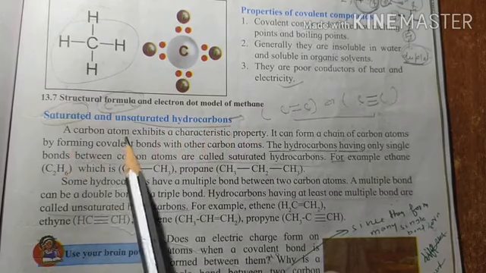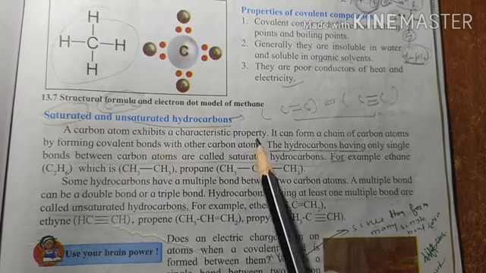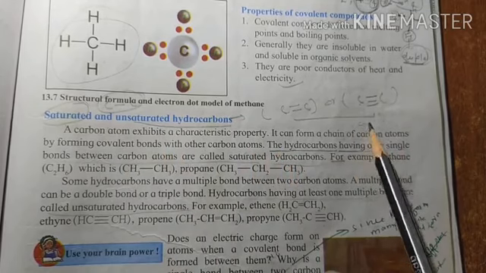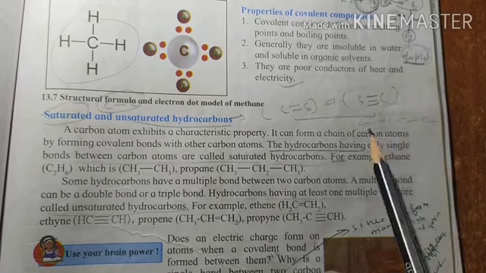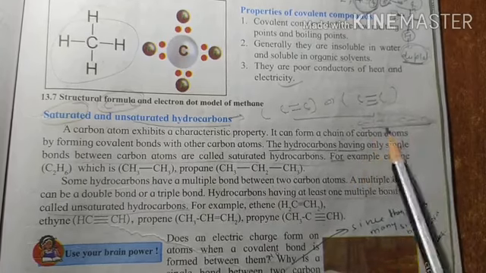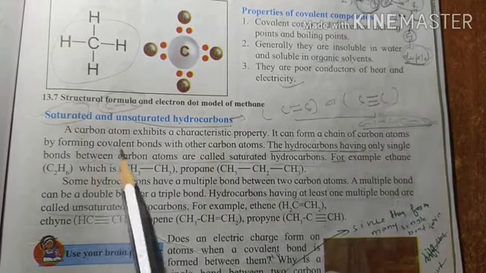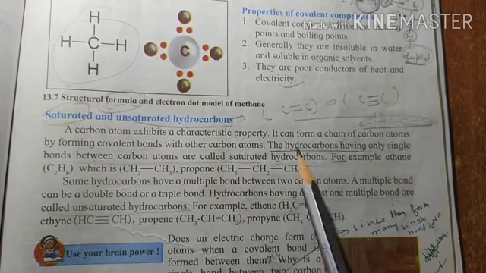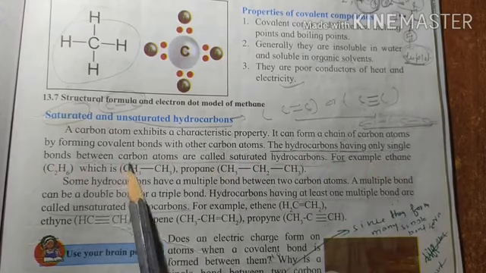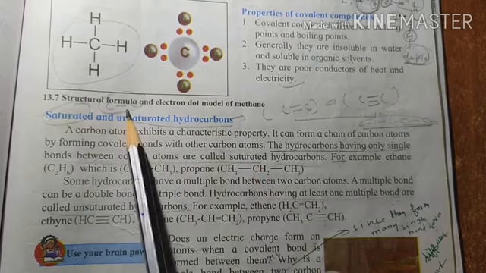So carbon atoms exhibit a characteristic property. It can form a chain of carbon atoms. Chain of carbon atoms means carbon can connect a very large number of carbon atoms, attaching to each other. It can form chains by forming covalent bonds with other carbon atoms. The hydrocarbons having only single bonds between carbon atoms are called saturated. There are only single bonds, that is a saturated hydrocarbon.